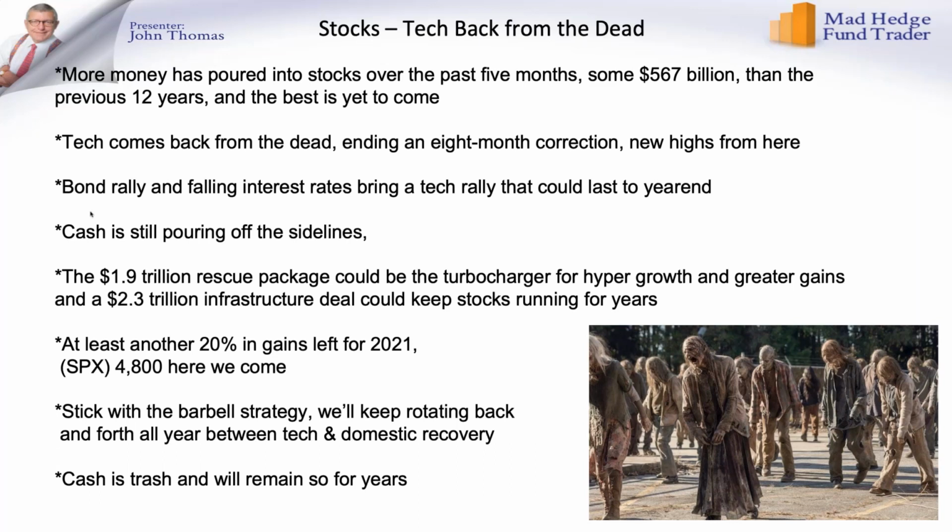Cash is still pouring off the sidelines. A 1.9 trillion rescue package plus a 2.3 trillion infrastructure deal is the same as pouring gasoline on the economy. At least another 20% in stock gains are left for '21. S&P 500, 4,800, here we come. Stick with the barbell strategy. We'll keep rotating back and forth all year between tech and domestic recovery stocks. Cash is trash and will remain so for years.